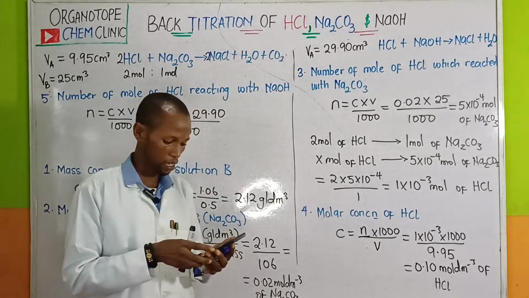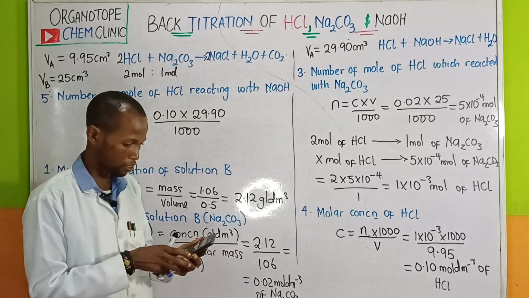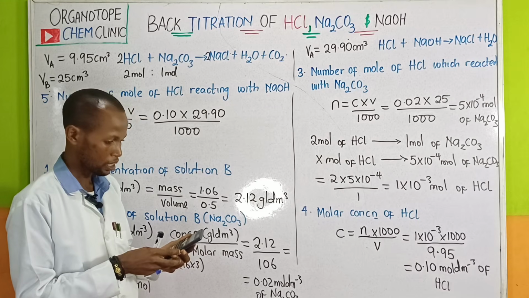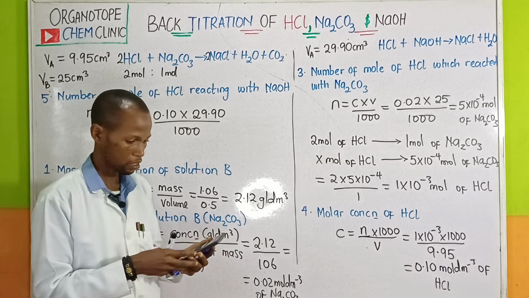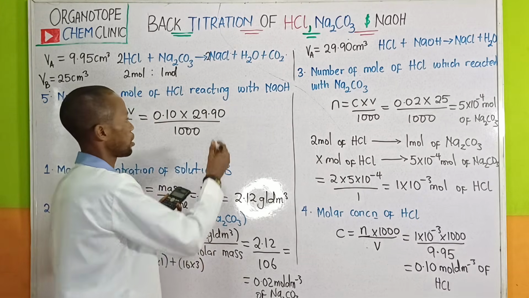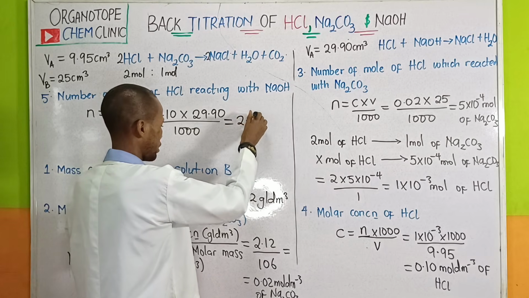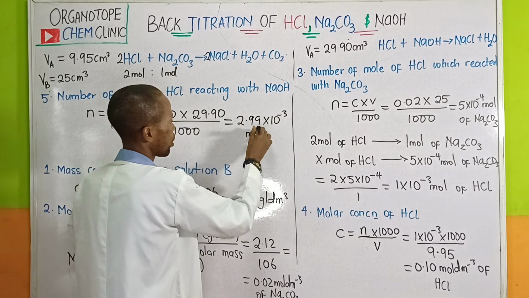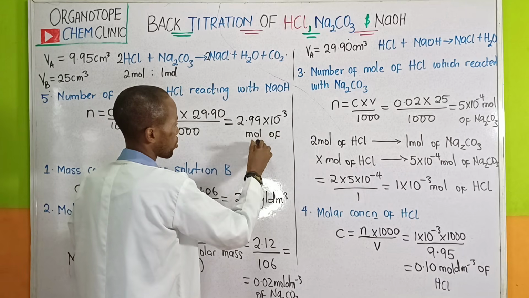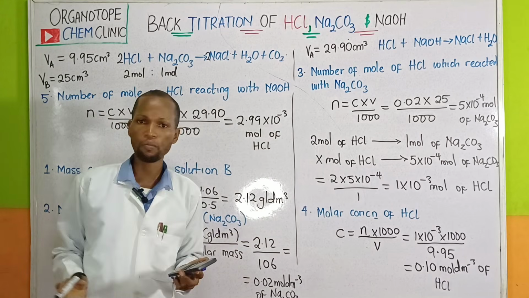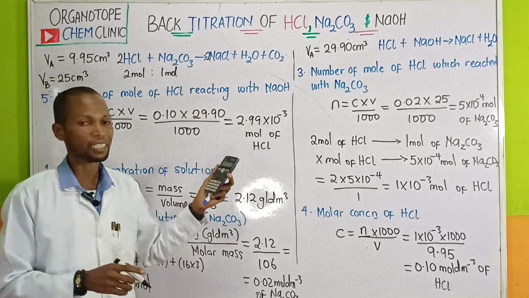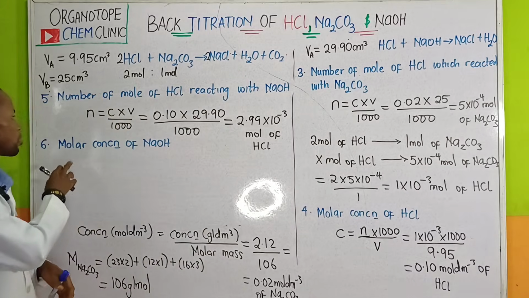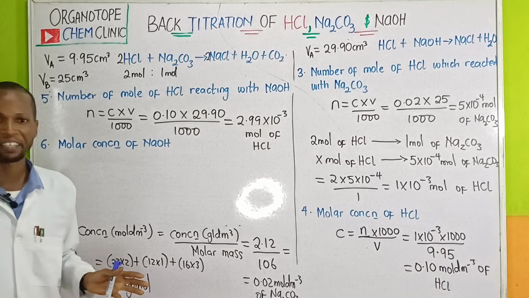Okay, when you press the calculator, we have 0.10 times 29.90 divided by 1000. So this results in 2.99 times 10 raised to the power minus 3 mole of HCl. Okay, so this is the amount in mole of HCl that reacted with sodium hydroxide. Makes sense?